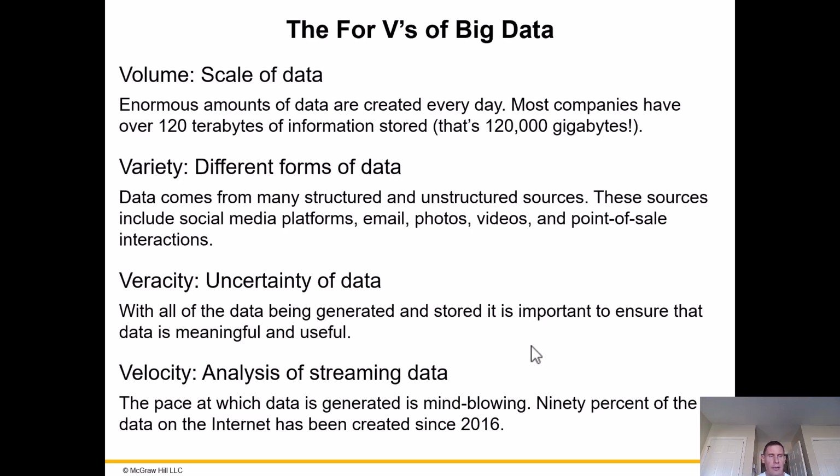Veracity speaks to the uncertainty of the data. With all of the data being generated and stored, it's important to ensure that data is meaningful and useful. Otherwise, why are they storing it? And then finally, velocity, the analysis of streaming data. The pace at which data is generated is mind-blowing. 90% of the data on the internet has been created since 2016. So just almost a decade.